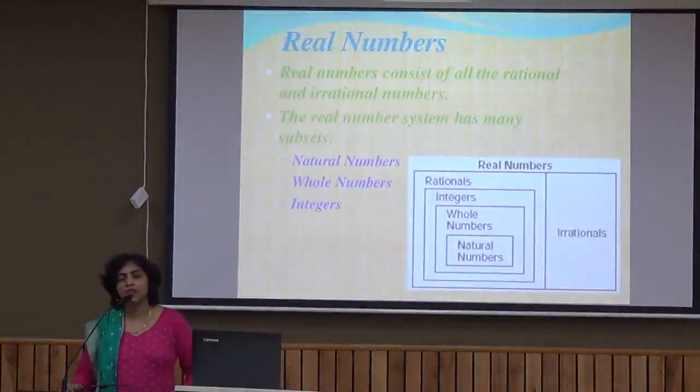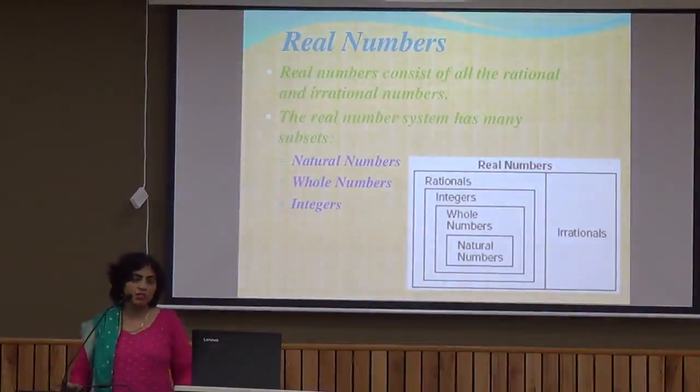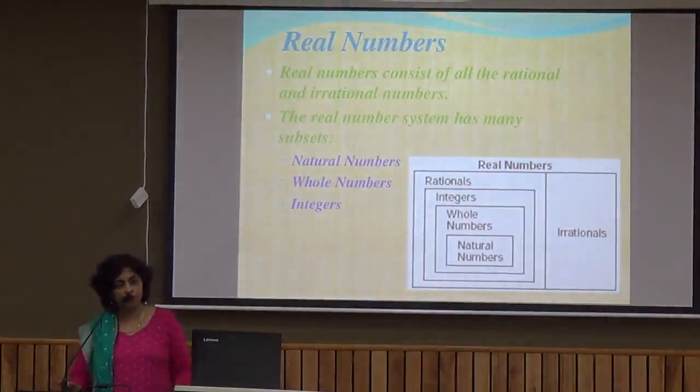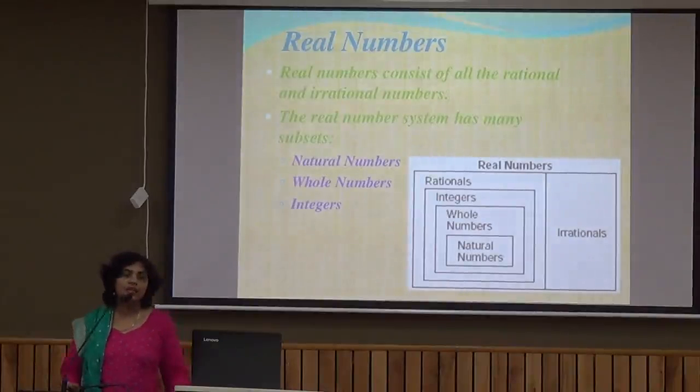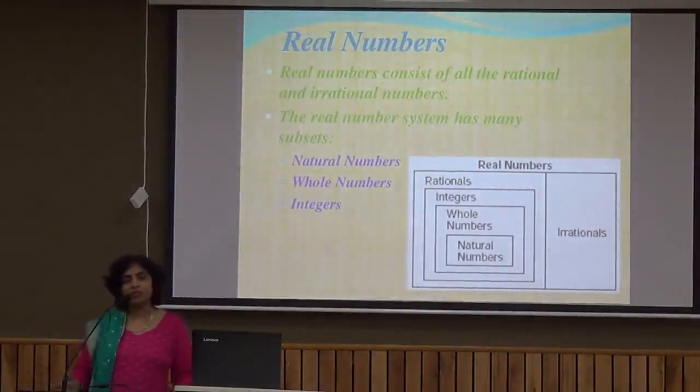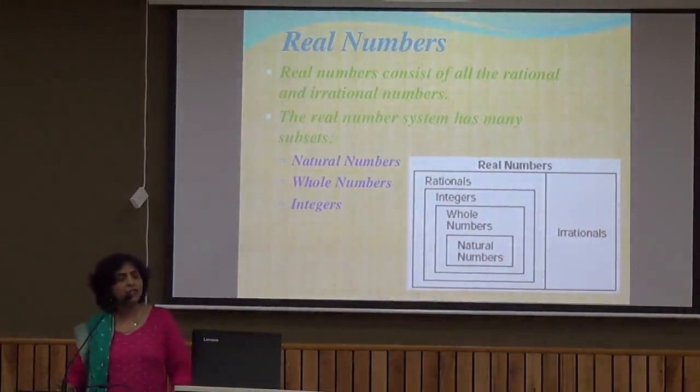Right from our small classes, we are studying numbers. First we studied counting numbers, which were also called natural numbers. Then when we went to higher classes, we studied whole numbers, which included zero with the natural numbers. Then we had the negatives of the positive numbers. Together they were called integers.